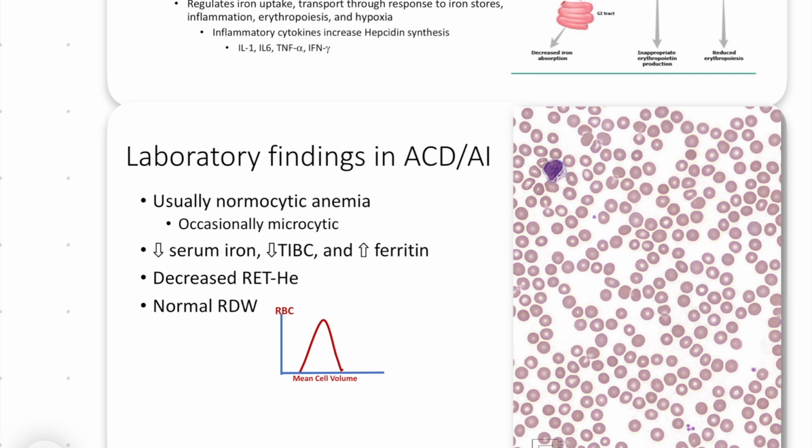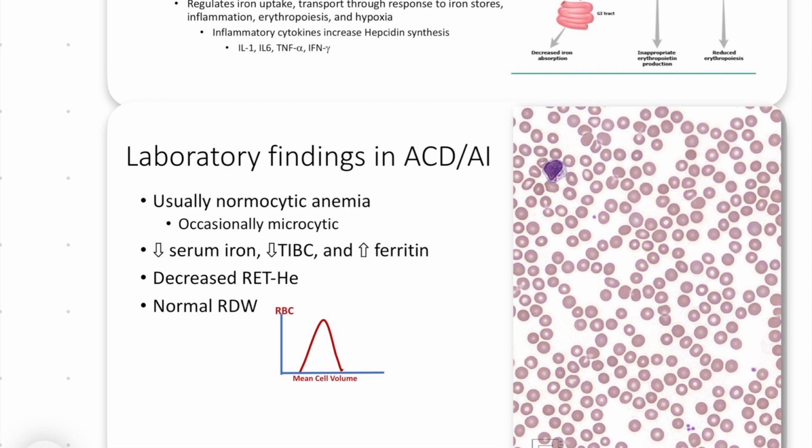Let's look at the smear first. A couple of key things. First is look at how similar these are all in size. So we have a normal red blood cell distribution width. They're relatively equal width. We have a decreased reticulocyte equivalent hemoglobin concentration. Now, we talked about that before as it indicates either anemia of inflammation or iron deficiency anemia.